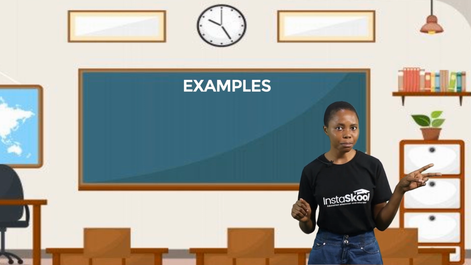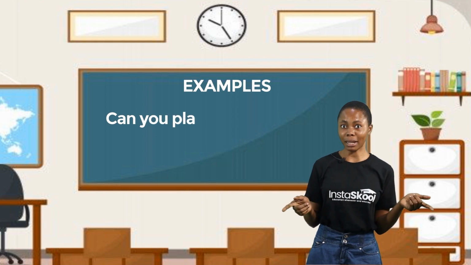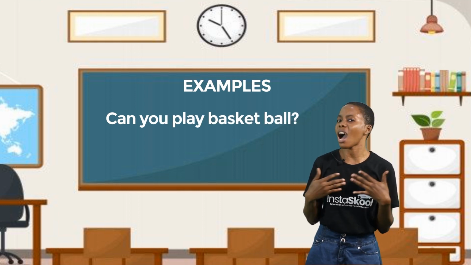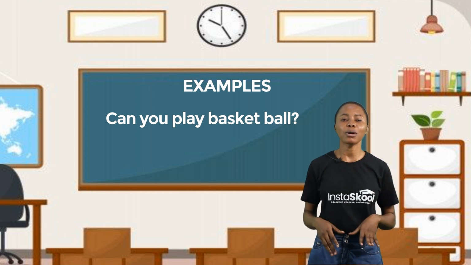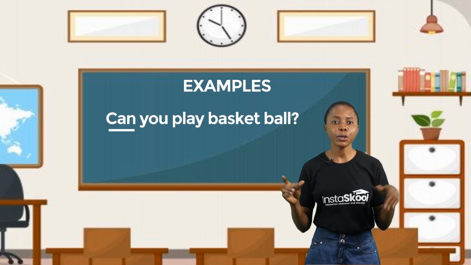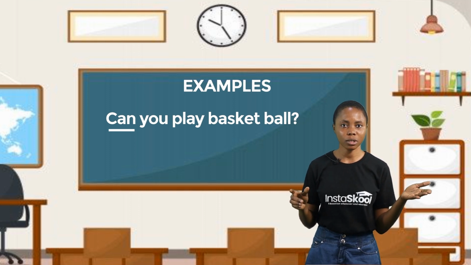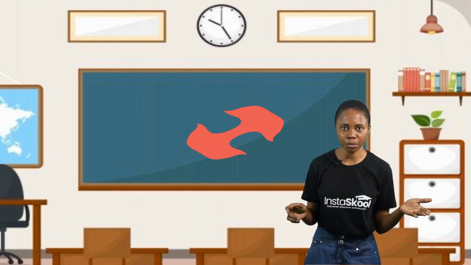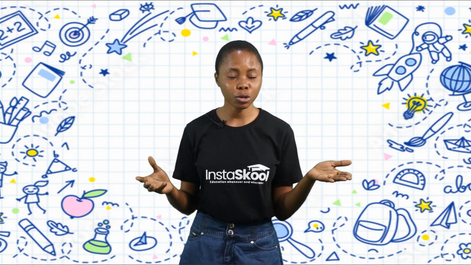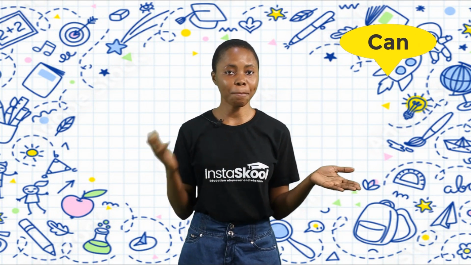Now, the second example would be, can you play basketball? That is, if you love playing basketball, if you like basketball. I like football. Now, the can there is used to ask questions. Will you be able to play basketball? Do you know how to play basketball? Now, this lesson, I hope you've learned the way you can use can and may.